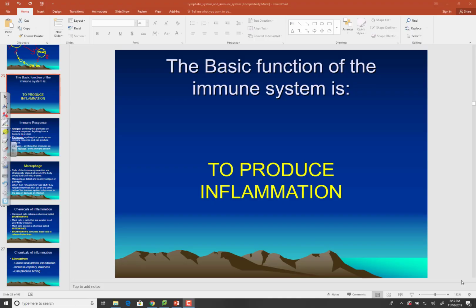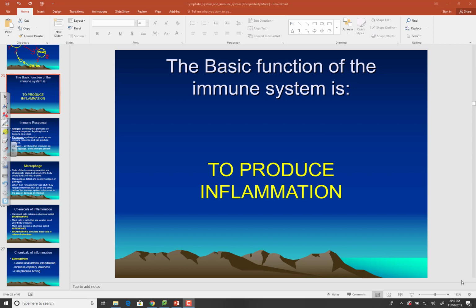And today, what I'm going to try to do is explain to you the process of inflammation. The fact of the matter is that what many people, many doctors, many scientists believe, is that inflammation is basically the starting point for all disease. They believe that cancer is a result of an inflammatory process.